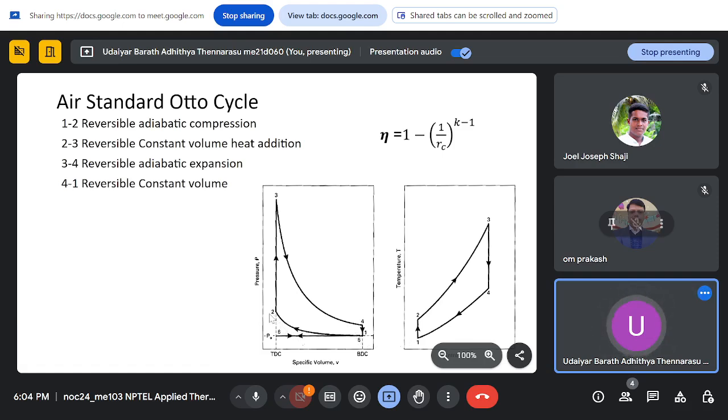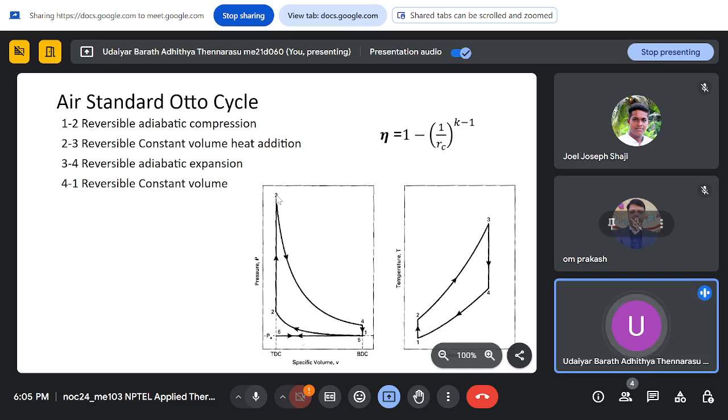You are compressing it, and then in the spark ignition engine, on initiating the spark, there is a combustion process. That's a heat addition process. It happens at constant volume. So the piston has moved to the top dead center, and you are assuming that it stays in place while the energy is provided at constant volume. So it happens at 2 to 3. So constant volume heat addition, and then 3 to 4 is the working stroke.